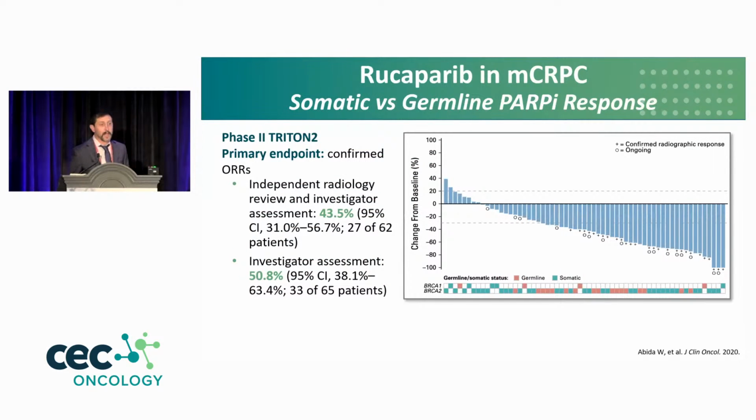On to rucaparib, the TRITON-2 study. The independent radiology review and investigator assessment showed a 43.5% overall response rate. And here highlighting with the waterfall plot that germline and somatic origin mutations can display response to single agent PARP inhibition. And again, this is one area where prostate cancer sort of stands out amongst the others.